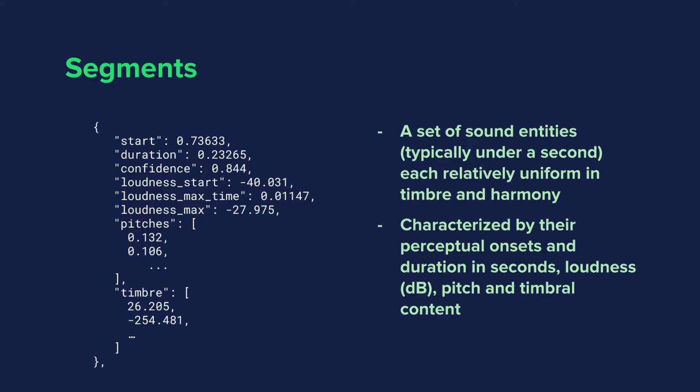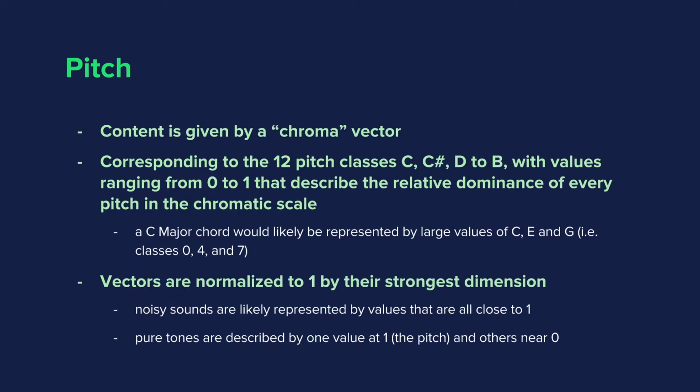So you can look at the JSON response. But what you notice here is, how do we describe pitches? It's a sequence of numbers between 0 and 1. It's not really documented in the API documentation how to use these and what these 0 to 1 numbers mean. And in fact, it's actually 12 numbers. So what does that tell you about the pitch? Pitch content is given by a chroma vector. This array of 0s to 1s, each index corresponds to one of the 12 traditional harmonic pitch classes, C, C sharp, D, to B, with values ranging from 0 to 1 that describe the relative dominance of each pitch in the chromatic scale.